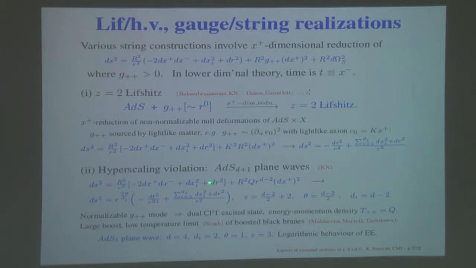So these turn out to be normalizable G++ modes. And these are the simple interpretation of certain fairly simple dual CFT excited states with an energy momentum density T++ turned on. If you do this correctly, this T++ is basically just Q, this parameter here. Okay. So these can also be thought of as large boost, low temperature limits of boosted black branes, it turns out.